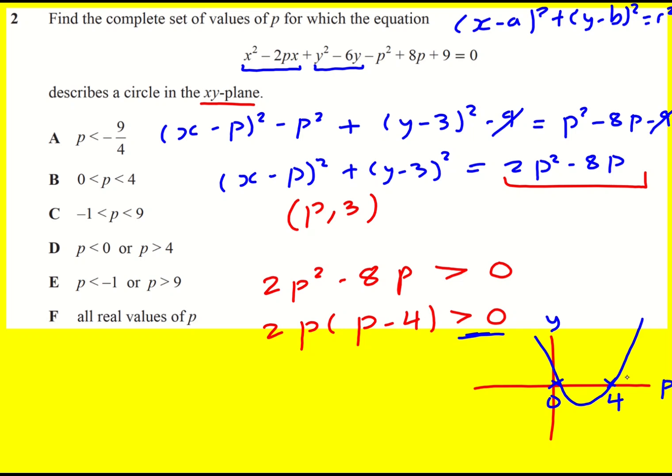positive. So it's actually going to be when p is greater than 4 or when p is less than 0. That will guarantee us a positive radius. And so those are the answers. So let's just take a little look. It's going to be answer D.